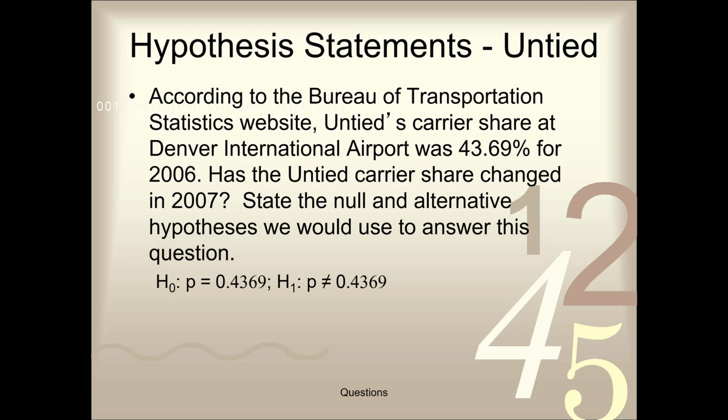Okay. According to the Bureau of Transportation Statistics, United's carrier share at Denver DIA was 43.69% for 2006. Has the carrier share changed in 2007? State the null and alternate hypotheses. Okay, so notice just wanting to know if it's different from the 43.69%. So this, again, would be a proportion problem. Equal sign in the null. Same number in both the null and the alternate. Not saying it's gone up or gone down. Just want the not equal to in the claim.